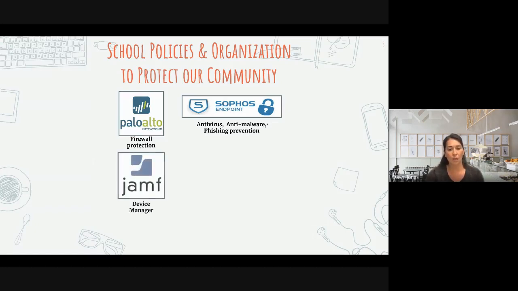We have device management. Pre-K to 2 have iPads. Grades 3 through 12 have laptops. Teachers have laptops and iPads. All of these things are managed by software that IT has, and they can do many different things. They can install software. They can make sure that we have the antivirus and anti-malware on our computer. They can remotely check things if they need to, and they can push out apps and software.